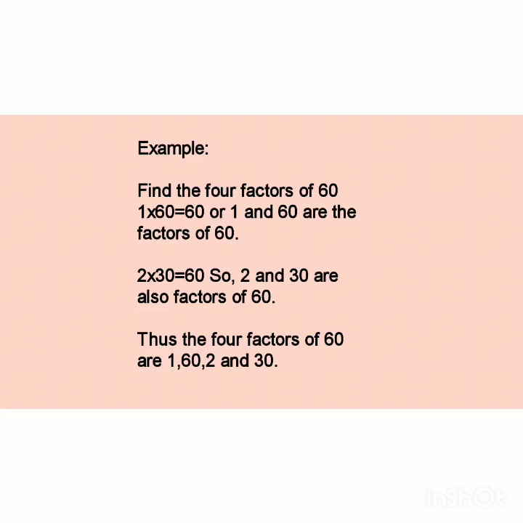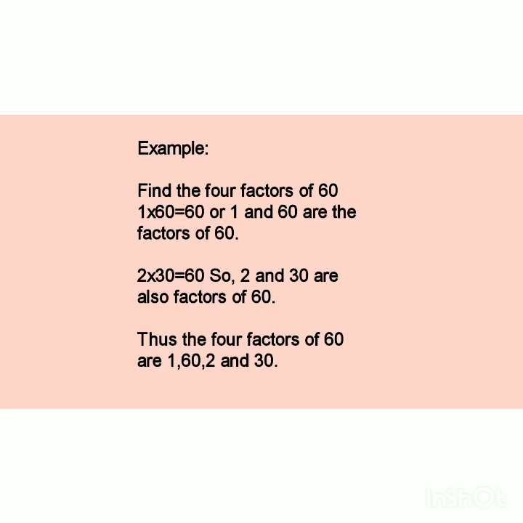Now children, let us see this example. Find 4 factors of 60. Children, we know that every number is a factor of itself. We also know that 1 is a factor of every number. So, 1 into 60 equals 60. This is your first factor, or 1 and 60 are factors of 60. But we want 4 factors. These are only 2. Now, take the factors of 60 and see if other 2 factors can be found.